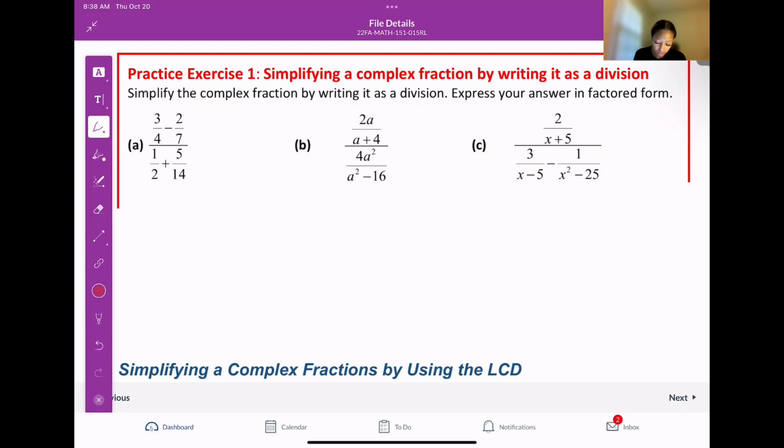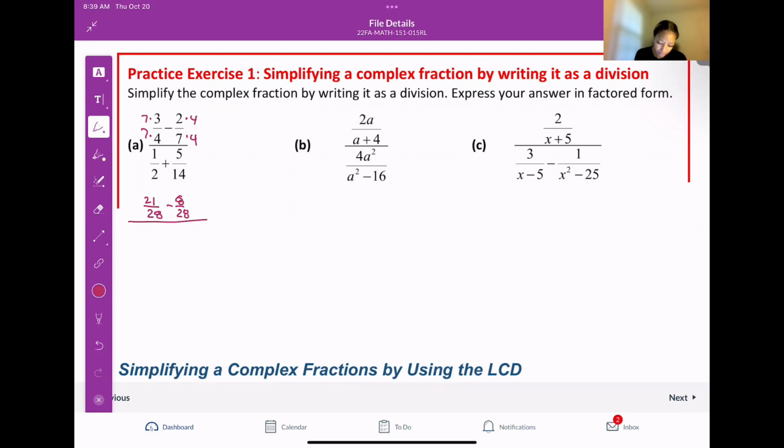For 3 over 4 minus 2 over 7, the common denominator would be 4 times 7, 28. So we'll have to multiply this fraction by 7 over 7 and this one by 4 over 4. That gives us 21 over 28 minus 8 over 28 in the numerator. And then in the denominator, we have 2 and 14. So 14 would be the least common denominator.